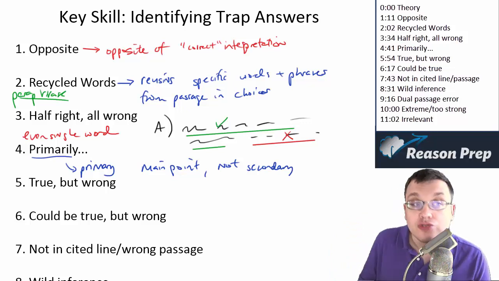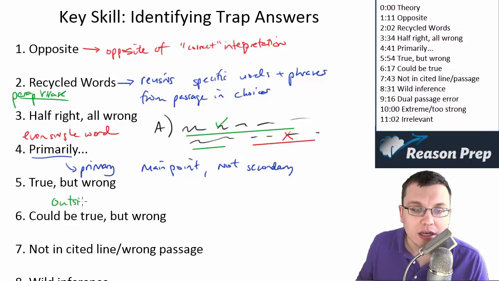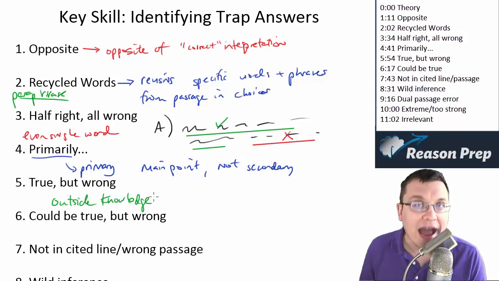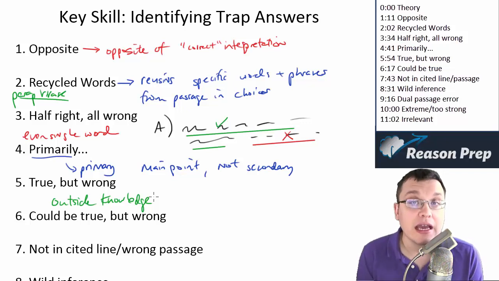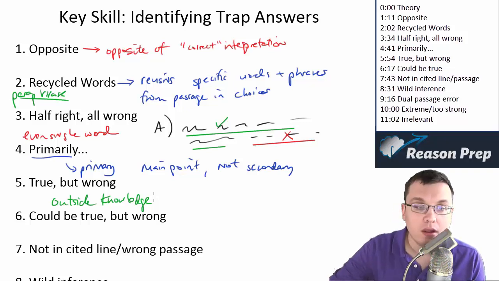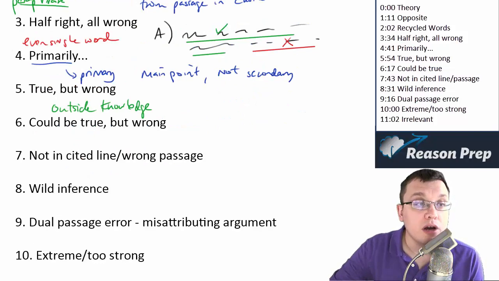True but wrong. This is where outside knowledge comes in. Just because a choice is correct in terms of the facts or in terms of your opinions or your knowledge doesn't mean it's right if the passage itself doesn't make the point that the choice is making, right? As always, we said this before, the answer's in the text. It's not based on outside knowledge.